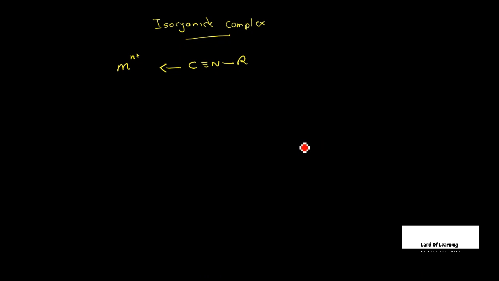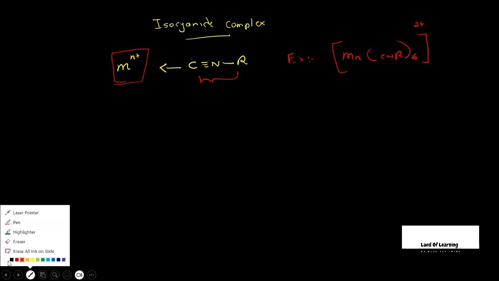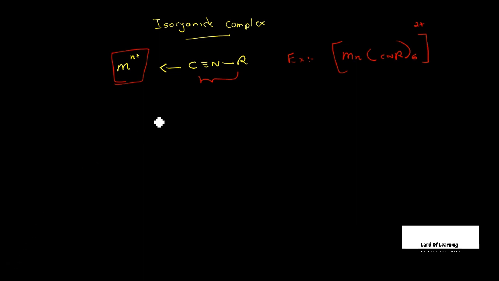In this video, we are going to talk about the isocyanide complexes. Basically, this is our ligand. When our ligand is connected to our metal center, we call it an isocyanide complex. Let's take an example, like this manganese complex. Now, the important things you need to know about these isocyanide ligands.